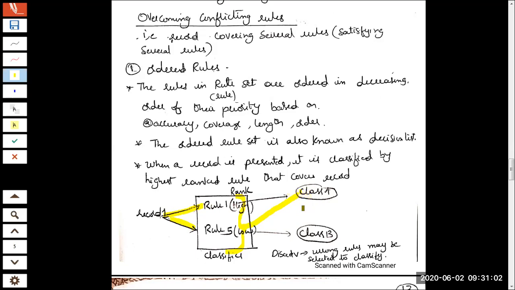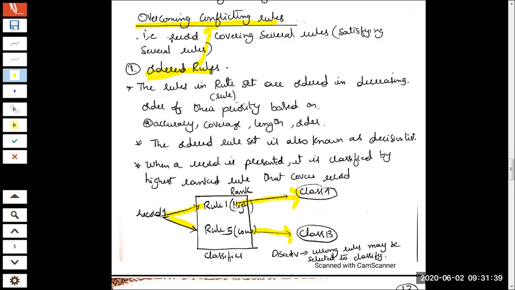But what if rule 1 is pointing to class A and rule 5 is pointing to class B? This is the situation now. What is the solution? Many solutions are there, some of which we will explore. The solution that is visible on the screen is called ordering of the rules. Ordering for what? For overcoming the conflicting rules. You can see the heading here: overcoming conflicting rules. The subsection inside that is ordering the rules.